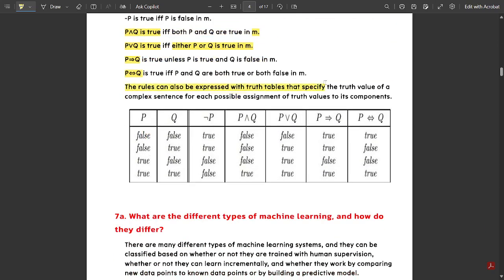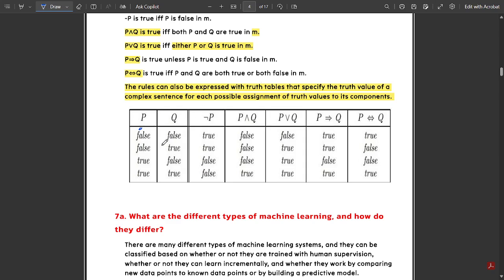The rules can also be expressed with truth tables that specify the truth value of a complex sentence for each possible assignment of truth values to its components. They have mentioned it here as a binary table, where you can write 0 0, 0 1, 1 0, 1 1, or they have written it as false false, false true, true false, true true. Minus P means negation, that is, the negation of P. If P is false, the negation of P is true. Then P and Q is the AND operation, P or Q is the OR operation, and P implies Q is true unless P is true and Q is false.